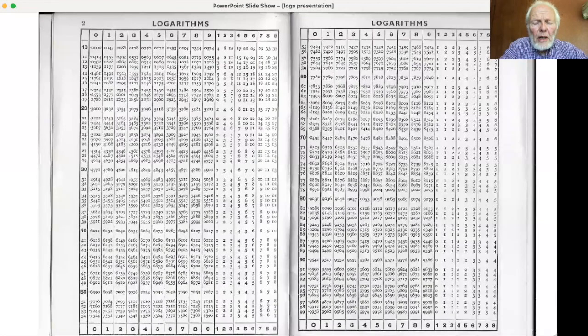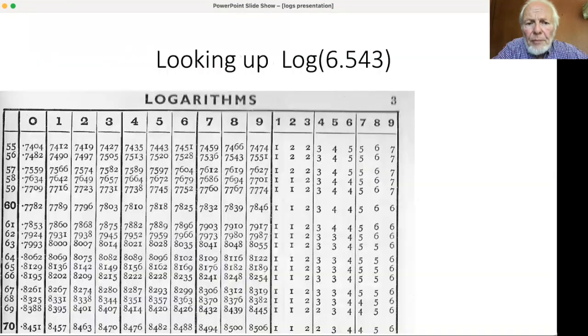Okay, so let's see how this really works. So here's the log table. This is it. This is the whole log table. It's a single page opening. It has the logs of every number to 4-figure accuracy. So let's see how that works by looking up the log of 6.543. Now 6 and a bit is between 1 and 10. So its logarithm is between 0 and 1. And what we do is we look up these digits in this table. The first two down this column, there's the 65.